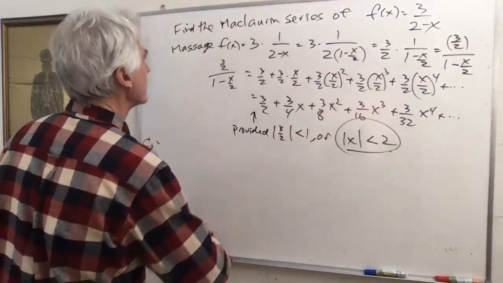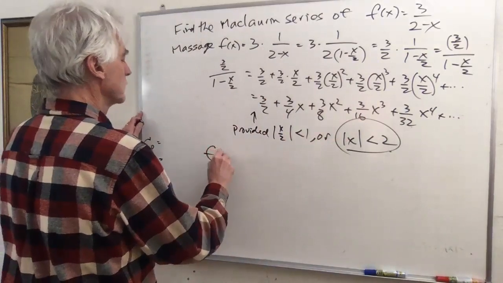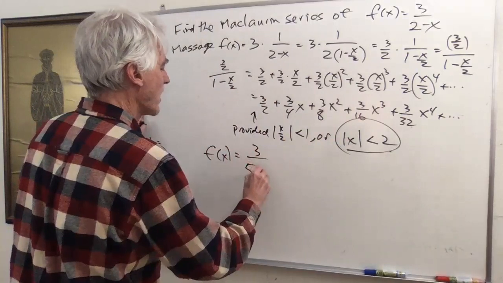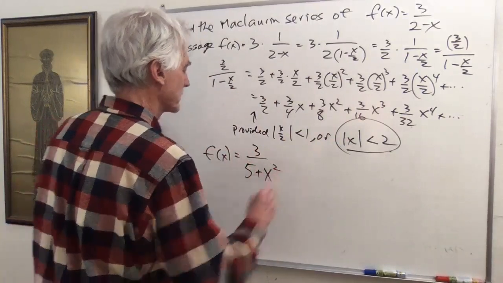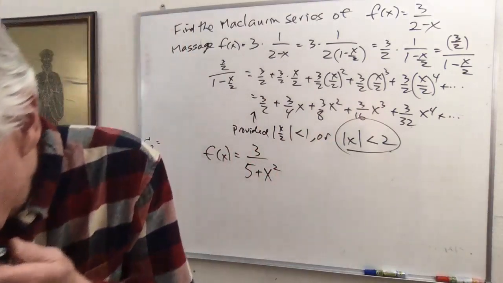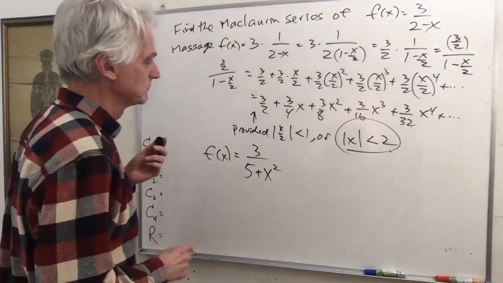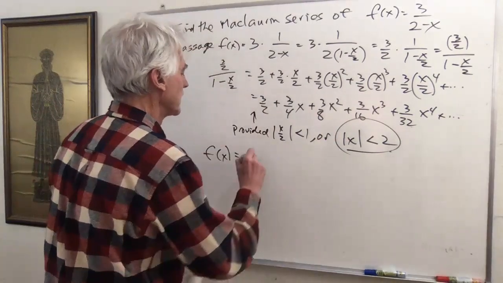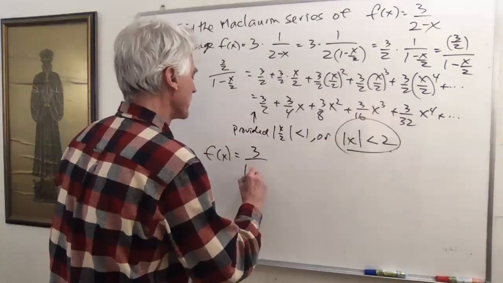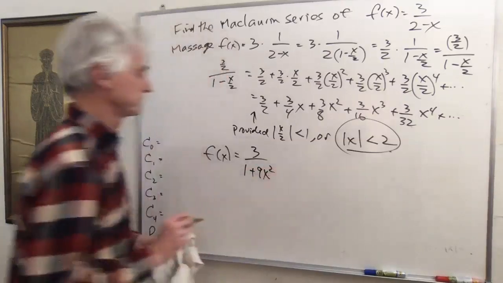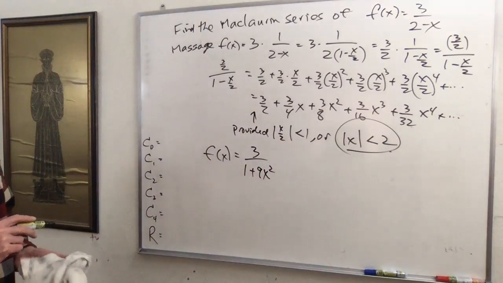Actually, we've done 4 out of 5. One more little trick. Let's do f of x is, say, 3/5 plus x squared. Okay? Actually, maybe I'll do it a little bit more like one of yours. Let's do, say, 3/1 plus 9x squared. Okay, so let's do that.